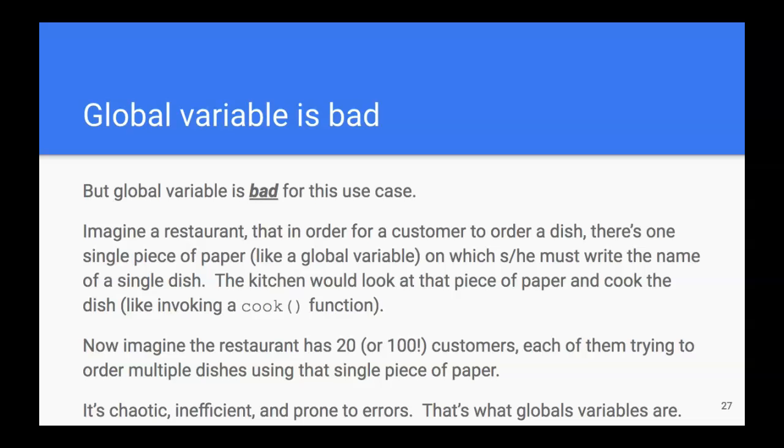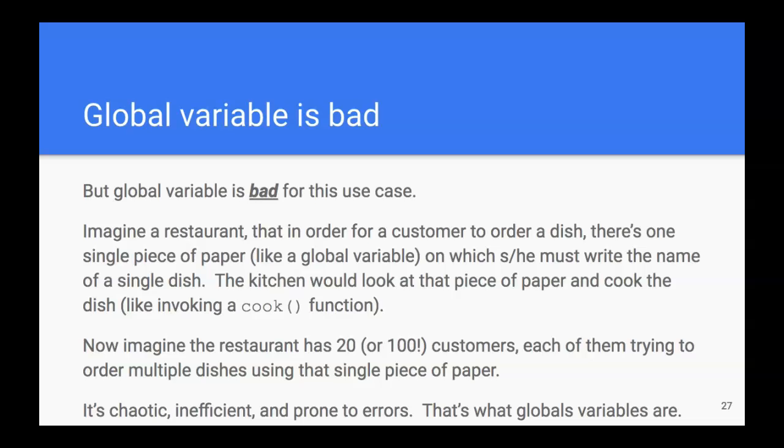Okay, now imagine that restaurant has 20, or maybe 100 for a very successful restaurant, 100 customers, each of them trying to order multiple dishes using that single piece of paper. I don't know if you can imagine that. The way I see it, it's going to be a total mess, total chaos. I don't know how long it's going to take for all the customers to go through all the ordering, because there's only one piece of paper, and each time it only contains the name of one dish. So that's going to be very slow.